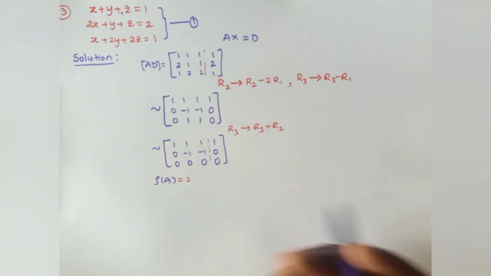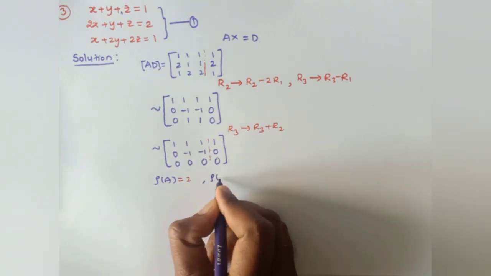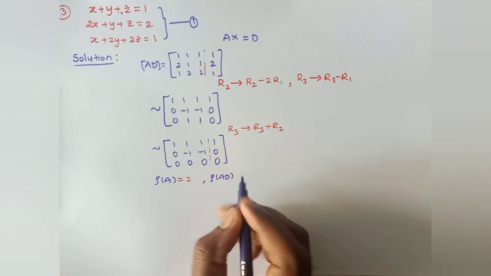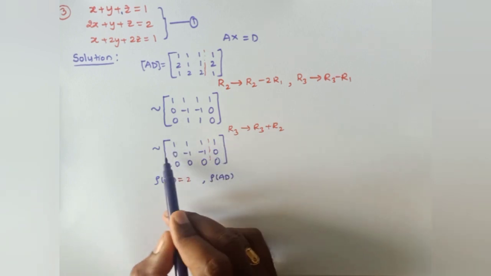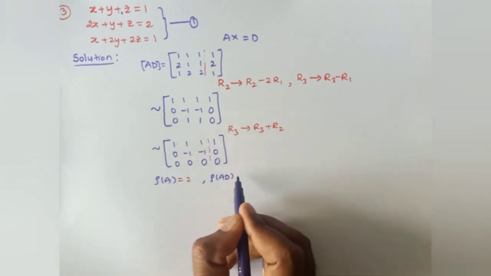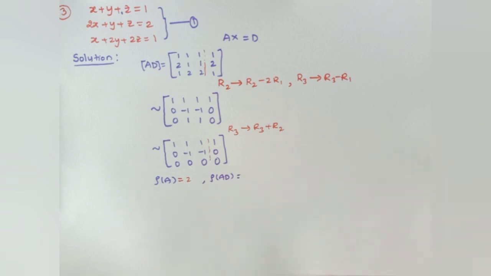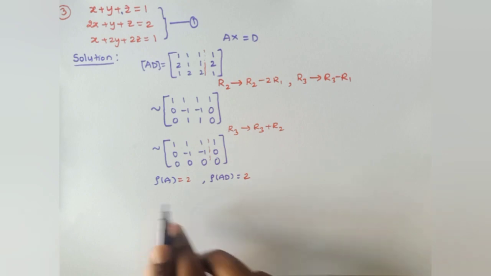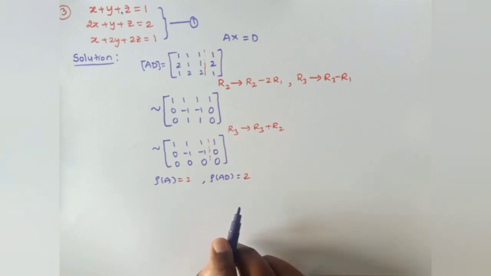And the rank of AD, let's observe. So the number of non-zero rows is 1, 2. This entire row is 0. So therefore the rank of AD is again 2. Now, rank of A is equal to rank of AD. Rank of A equals rank of AD means it is a consistent case.